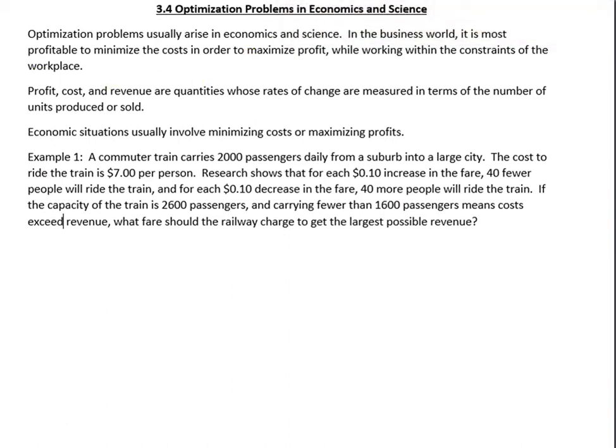Okay, section 3.4 touches on optimization problems in economics and science. So we're going to take a look at these problems, actual real world problems. In the business world, it's most profitable to minimize costs, and by minimizing the cost you're going to maximize your profit, okay? And this goes vice versa. If you maximize your profit, then obviously you're going to minimize costs, okay? But you have control over your costs. And in economics and science, you always have to work within the constraints of the workplace.